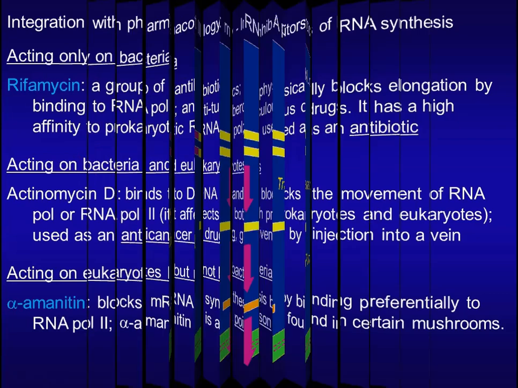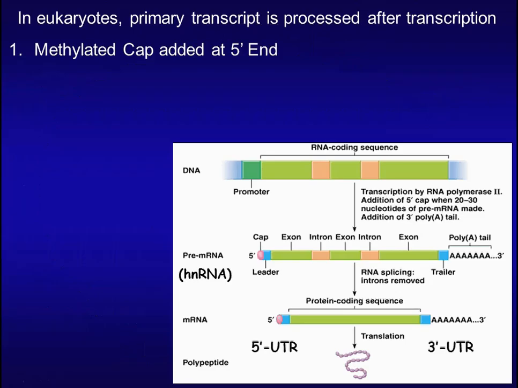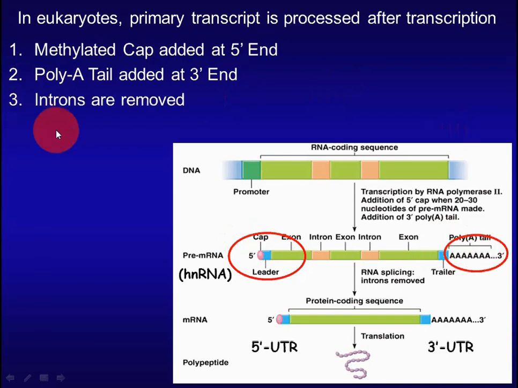Now, let's go to part 3. In eukaryotes, primary transcripts need to be processed before being exported into cytoplasm as mature RNA. RNA processing includes the following modifications. First, a methylated cap is added at the 5' end, as shown here. Second, a poly-A tail is added at the 3' end. Number 3, introns are removed. And number 4, alternative splicing.